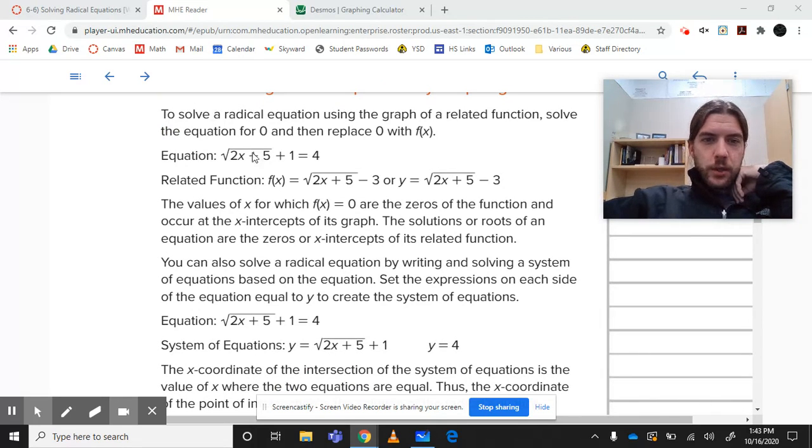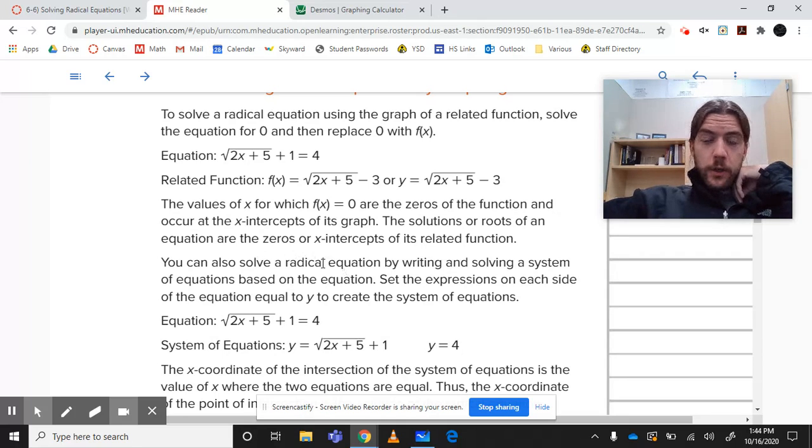To solve a radical equation like this using the graph of a related function, solve the equation for 0, and then replace 0 with f of x. So solve this for 0, so make it equal 0 instead. Subtract 4 on both sides, get to this, and then replace that 0 on the right side with f of x. The values of x for which the function equals 0 are the zeros of the function and occur at the x-intercepts of its graph. The solutions or roots of an equation are the zeros or x-intercepts of its related function.